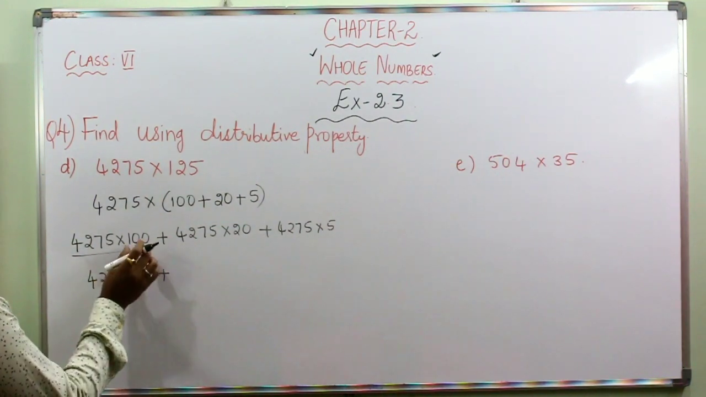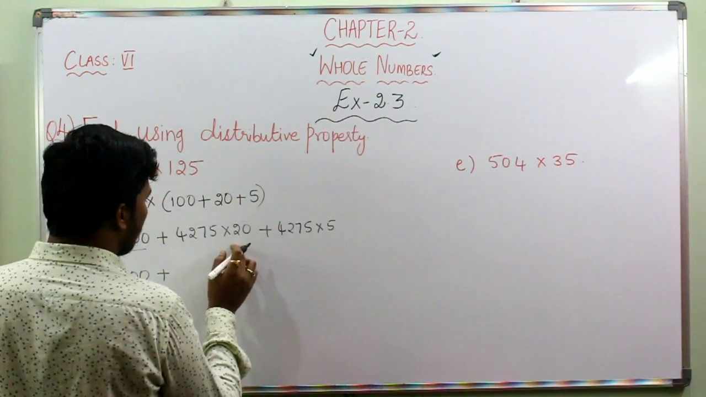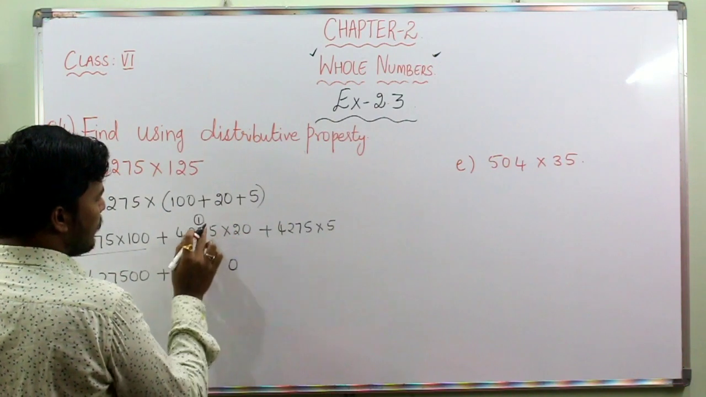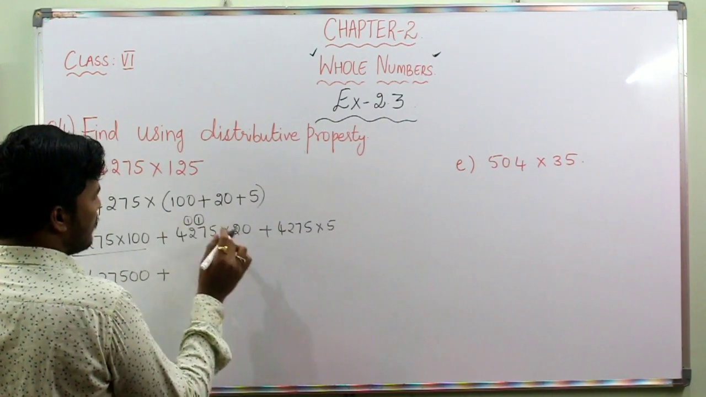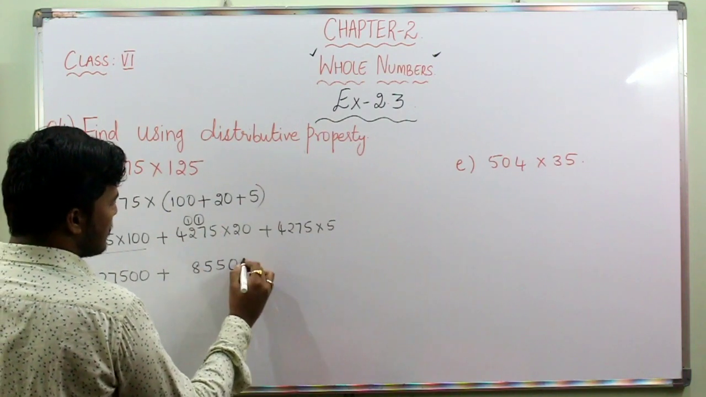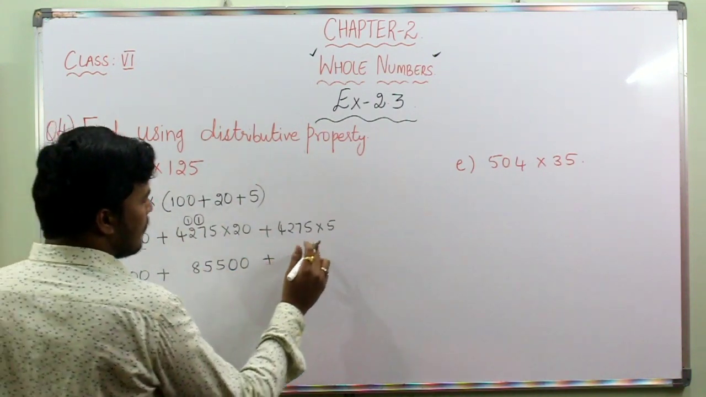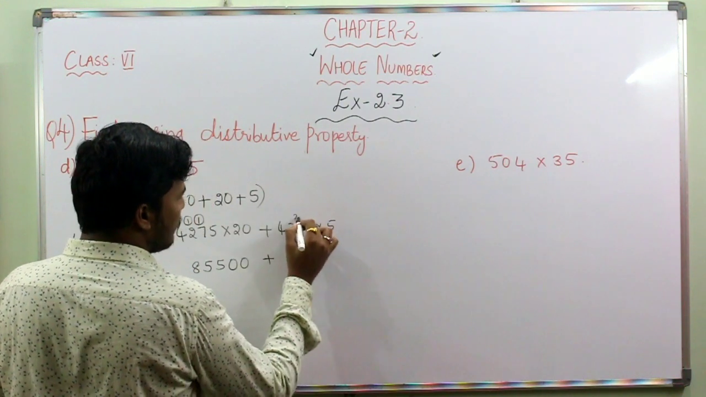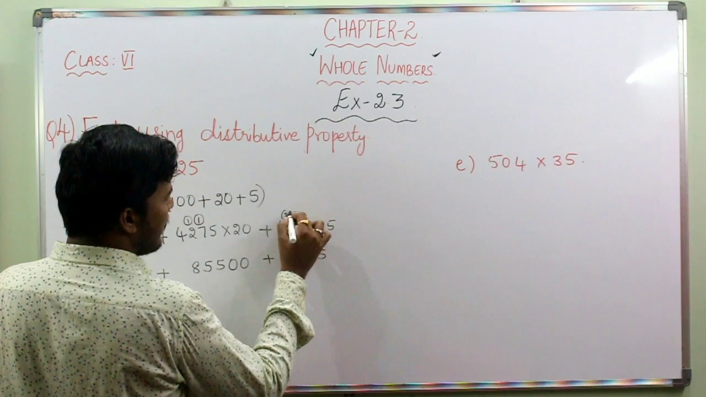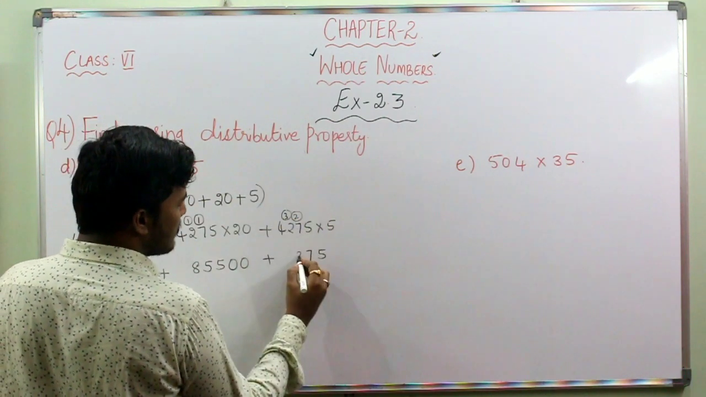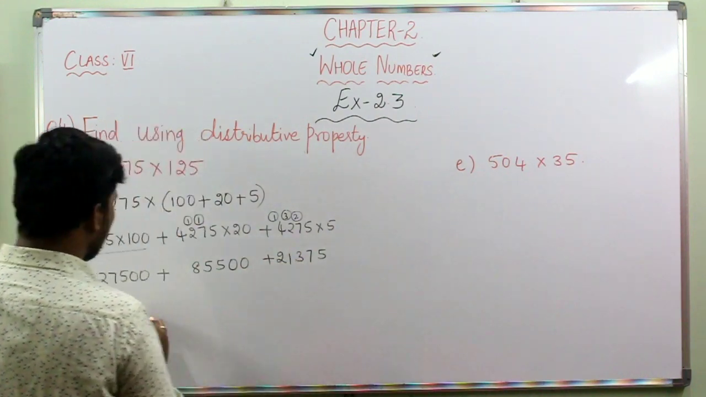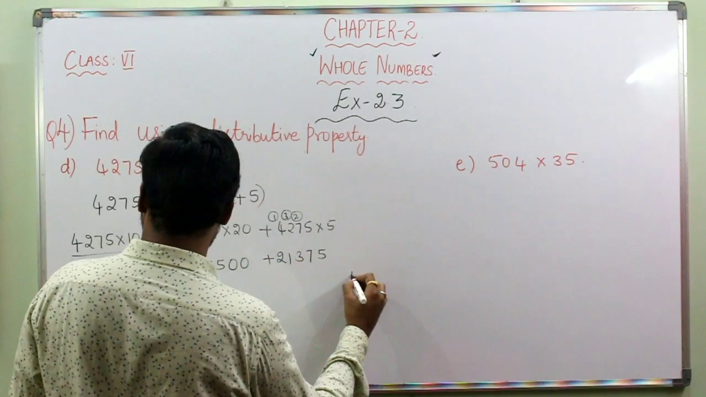So the first one will become 427500, because directly we have 2 zeros here. Now this will become 2 5s is 10, 2 7s is 14 plus 1 is 15, 2 2s is 4 plus 1 is 5, 2 4s is 8, and this 0 as it is, plus 5 5s is 25, 2 carry, 5 7s is 35 plus 2 is 37, 3 carry, 5 2s is 10, 10 plus 3 is 13, 5 4s is 20, and 1 is 21. So now let us add these three.